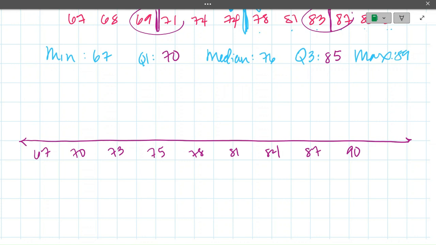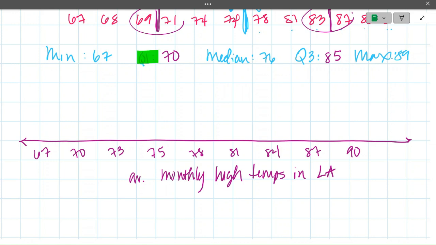And I guess technically, since this is a context problem, I'm going to say average monthly high temps in LA. So we're labeling our graph. And now I'm just going to go ahead and plot.